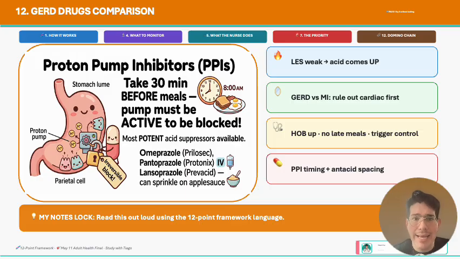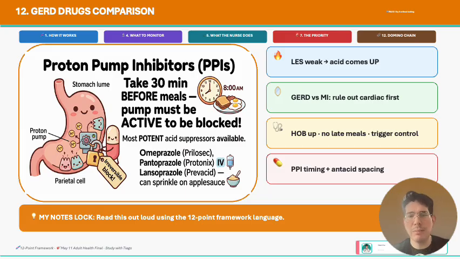Okay, so antacids like calcium carbonate or magnesium or aluminum products neutralize acid that is already present. They work fast, but they are short acting. The teaching trap is that antacids can interfere with absorption or timing of other medications. So they should be separated from other meds according to the course or the medication guidance.